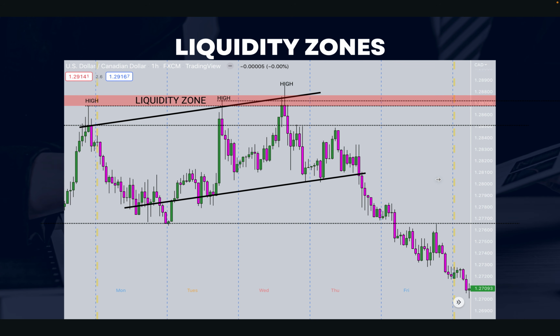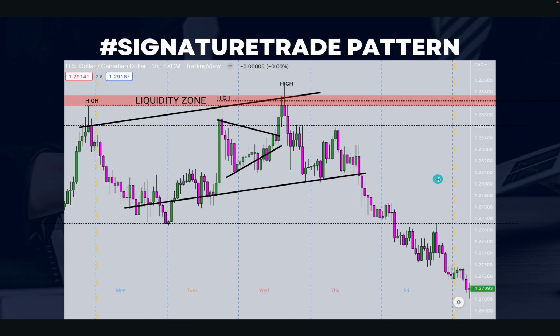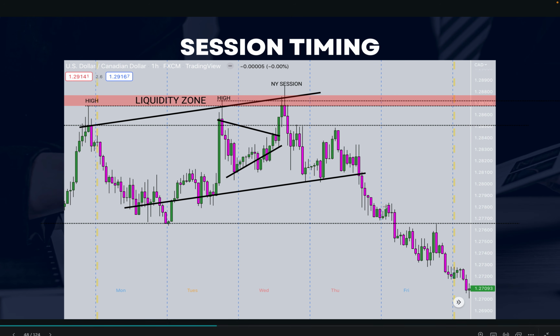Okay, so we've added some more examples. We have the obvious signature trade pattern where we have the wedge and then the breakout to the high, come midweek, reversal off of the high of the week. Also combine it with timing. So this was a perfect timing of the New York session breakout and reversal.